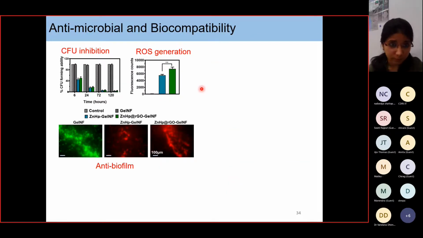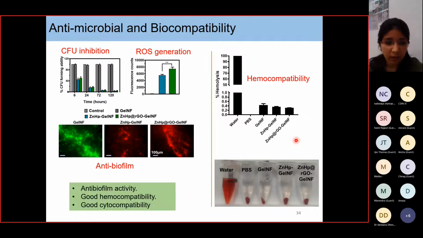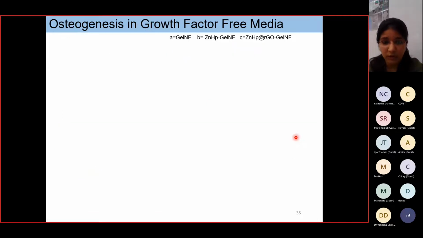The next study was the antimicrobial property and the biocompatibility. We incubated our materials with bacteria, and we saw a continuous reduction in the colony forming ability because of ROS generation taking place due to the release of zinc ions. We saw that on the surface of the nanofibers, the bacterial cells were not able to survive, and it showed an anti-biofilm property also. Our hemocompatibility studies showed that all the nanofibers were hemocompatible as well as cytocompatible. This study has not been shown here, but we have done it.